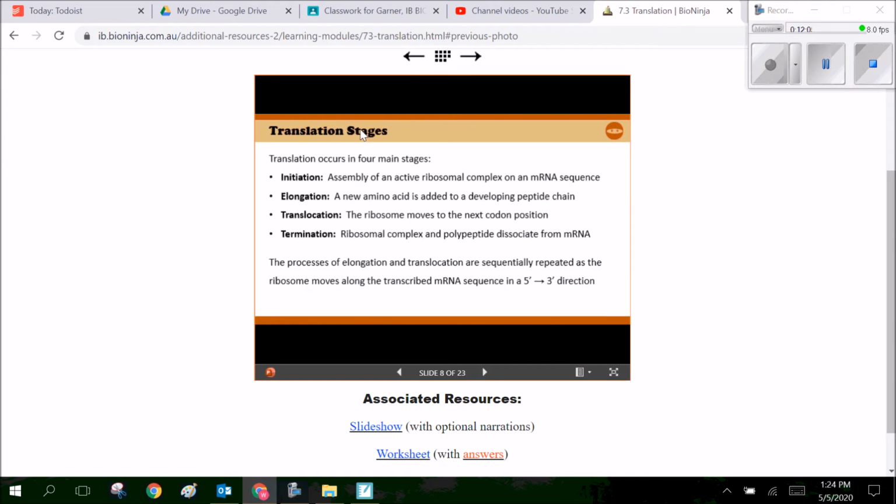Okay, so translation. Translation is the process wherein we take that mRNA that we got from transcription, and now we're going to go ahead and take that copy of the blueprints or recipe or whatever you want to call it, and now we're going to go ahead and make the meal or make the building. So we're going to use that to build something. Okay, so we take that mRNA and we're going to go ahead and start with a process called initiation.